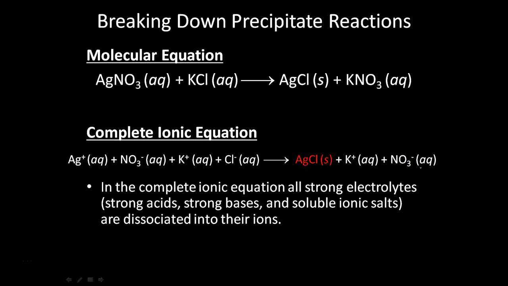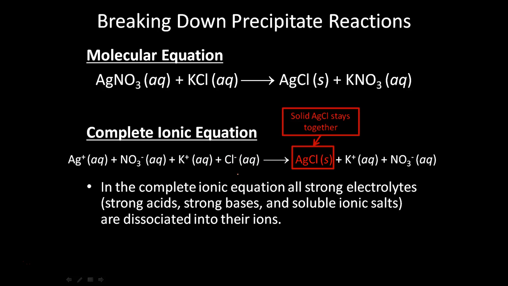What I'm showing is the complete ionic equation, and it shows all strong electrolytes broken apart, dissociated into their ionic characters. So they're ionic species. So it's all dissociated. The only thing that's not dissociated is this solid product. Notice that everything up here that's aqueous, that's shown in the molecular equation, is broken apart into its ionic portions down here. Notice also that we still have the state of matter shown for the complete ionic equation.